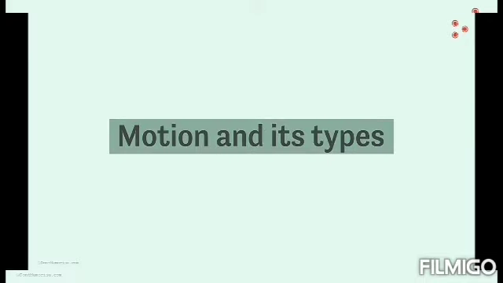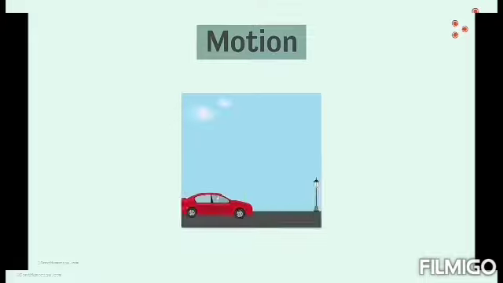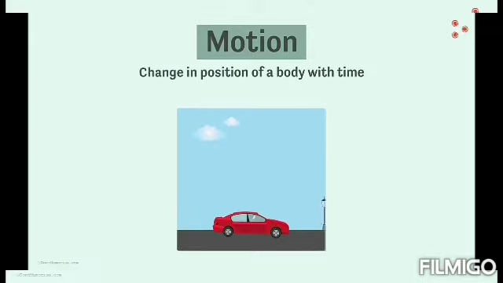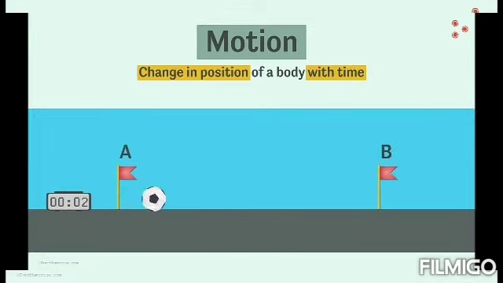In our earlier classes, we have studied motion and its types. Let's have a quick review. We can start with motion. In simple words, a body that is moving is described as being in motion, that's all. In slightly technical words, motion is defined as the change in position of a body with time. For example, when an object moves from point A to point B, its position changes with time. We saw that time also changes along with the position. So, it is undergoing motion.